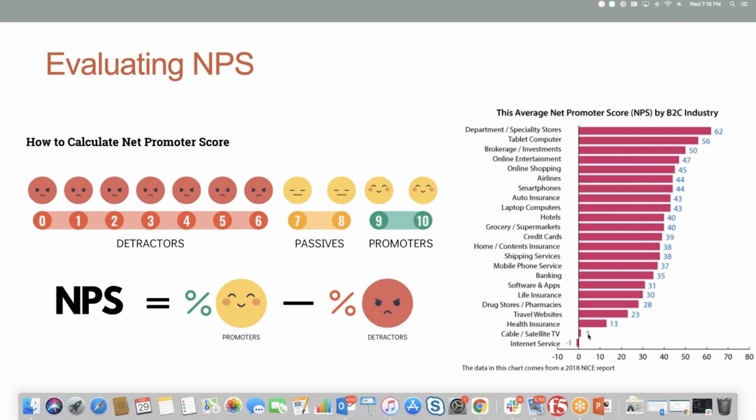So what you can do is you can do this for your particular product, and then you can compare where your product sits compared to the industry average for your industry. So it's a very popular way. It's a very simple example of a survey question.